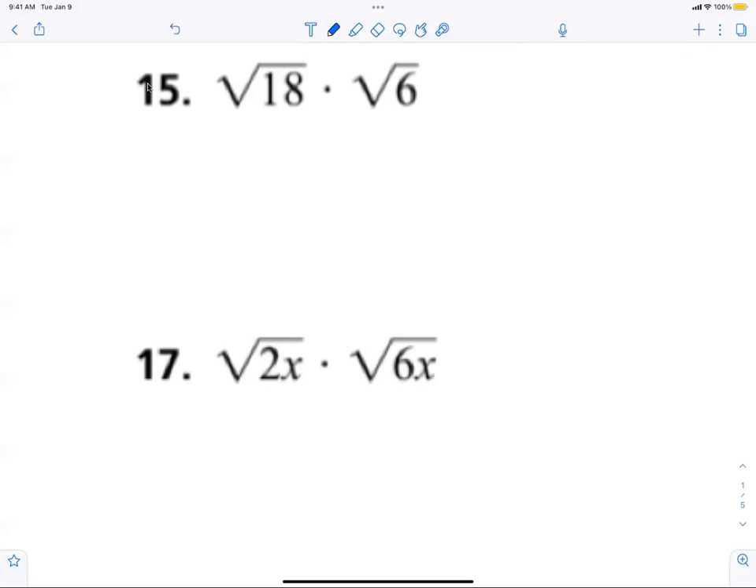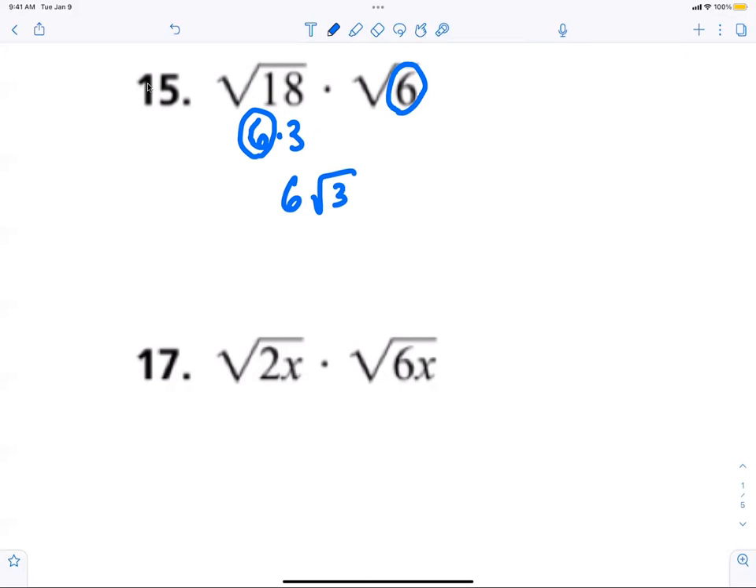Because square root of 18 is 6 times 3. Now, why am I breaking it down to 6 times 3? Because I'm finding a 6 here and a 6 here. Because there are two 6s, that comes out as a what? 6. So that's why it's 6 radical 3.